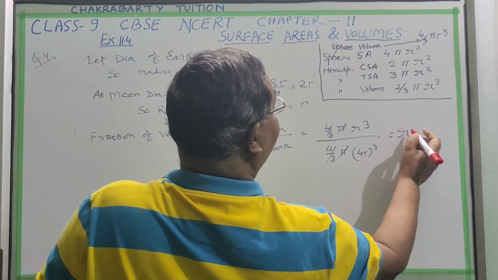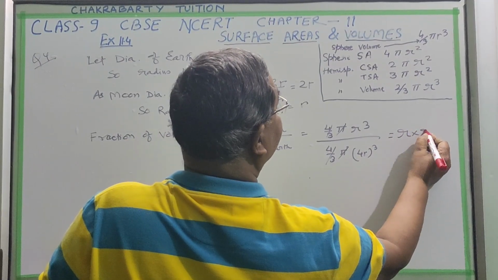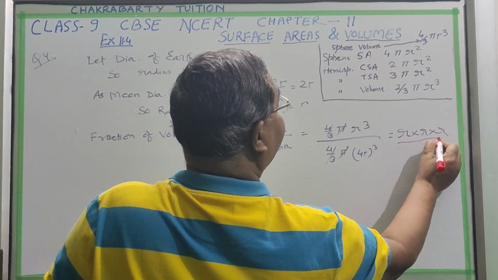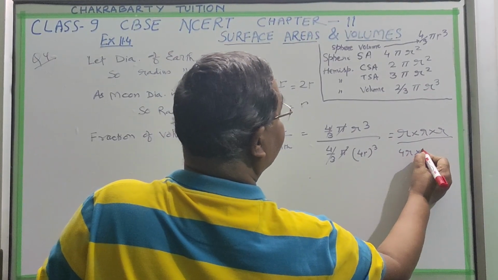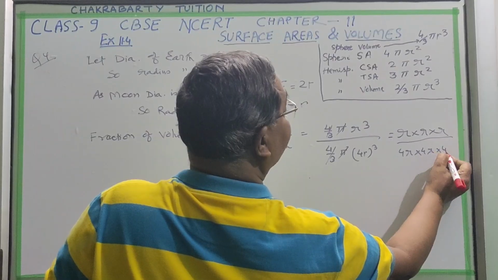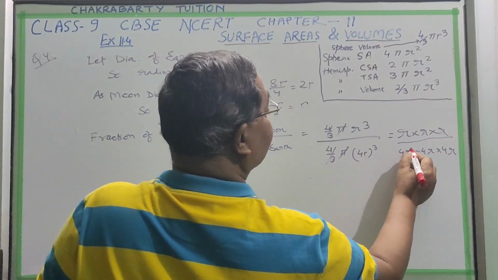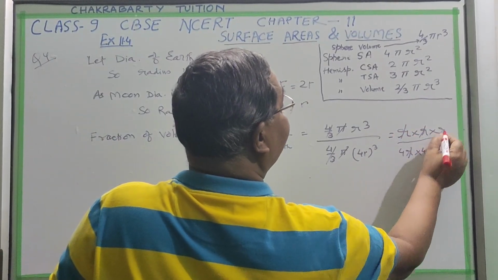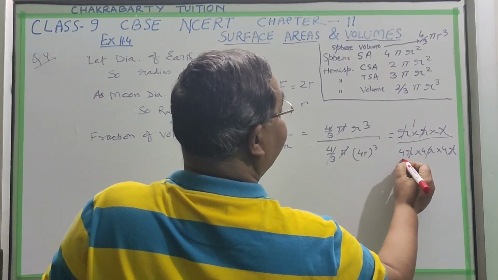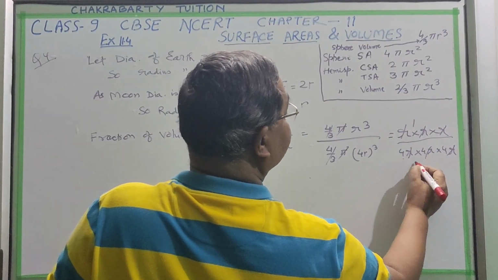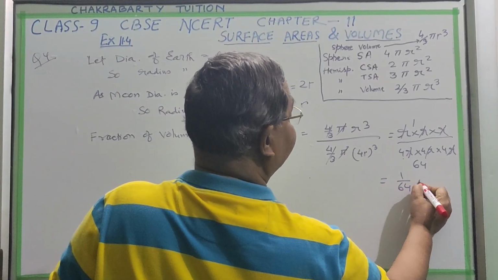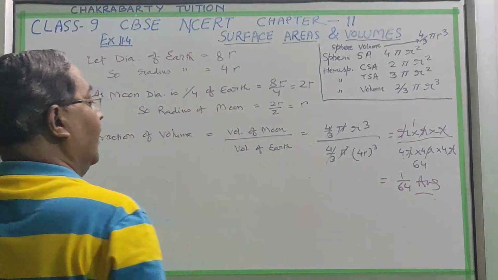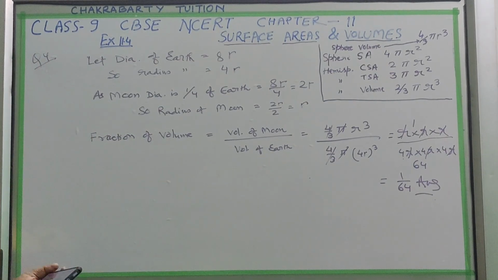So it is equal to r cube, r cube means r into r into r. Okay, and here it will be 4r into 4r into 4r, because cube is there. So this will go, and this will go out. Here 1 will remain, and here 4 fours are 16, 16 fours are 64. So what will remain? 1 by 64. This is the fraction. Okay, so by this, question 4 is over. Now we will go to question number 5.